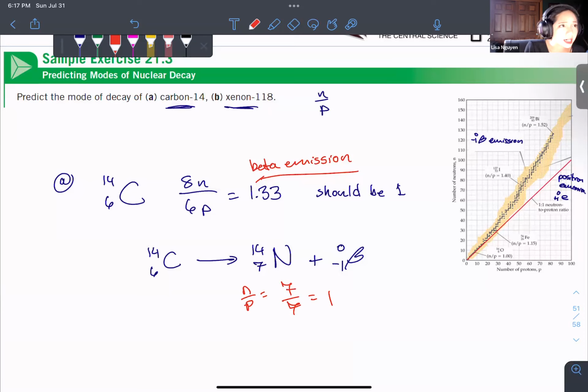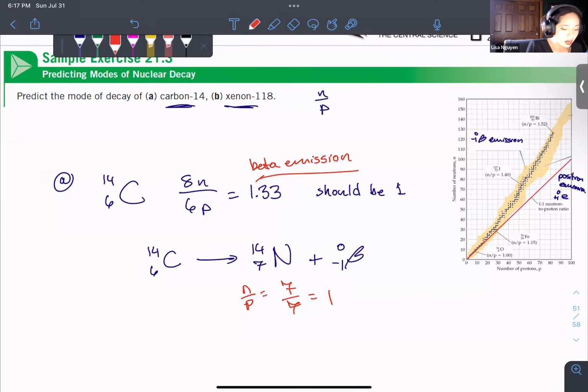And that's kind of interesting. We talk about carbon-14 dating, that nitrogen is formed when it decays. So when we're talking about the radioactive dating with carbon-14, it's not decaying to another carbon isotope. It's actually decaying to a nitrogen isotope that doesn't have radioactive properties at all. So that's the product.